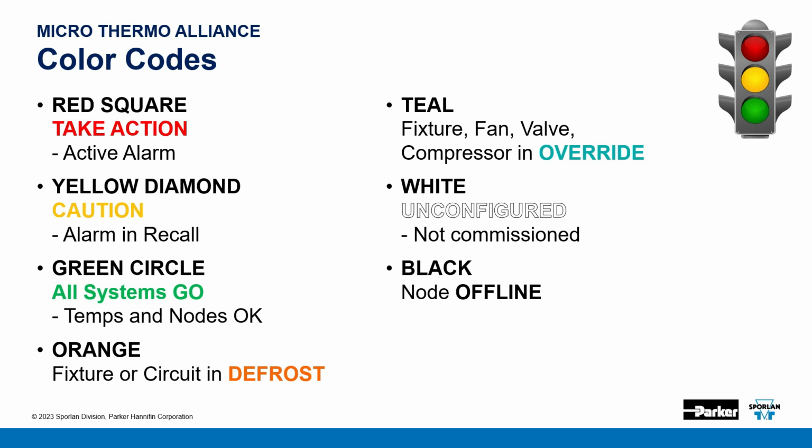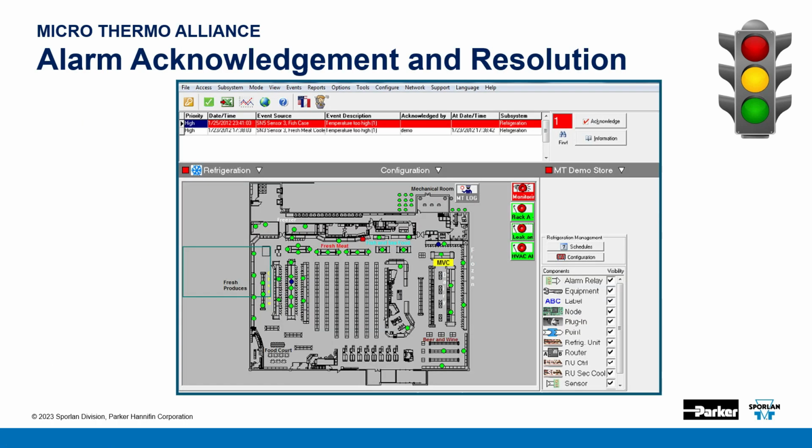We also use orange if you have a fixture or surface in defrost. Teal or bright blue, that means you have a fixture, fan, valve, or compressor in override. If you see one of the node icons is white, that means it's unconfigured or not commissioned. And if one of the nodes should turn black, that means that node has gone offline.